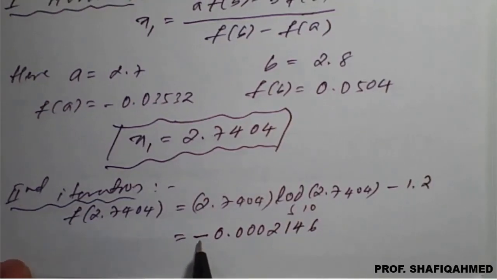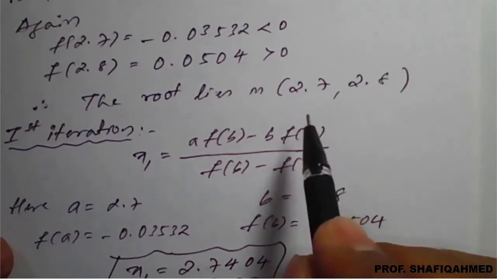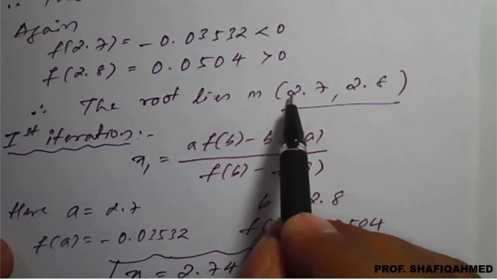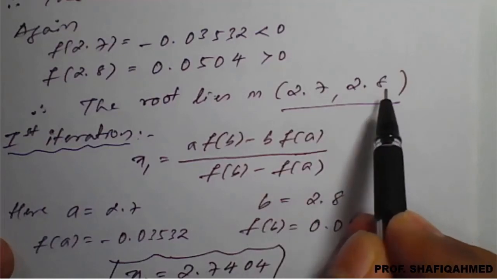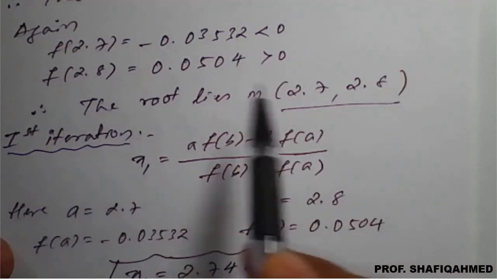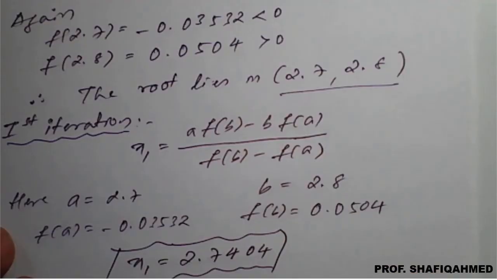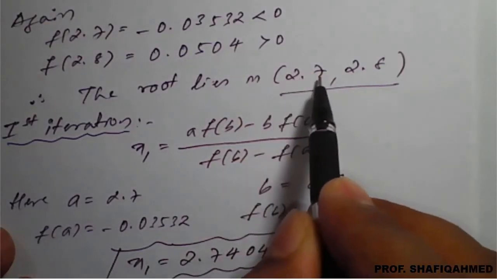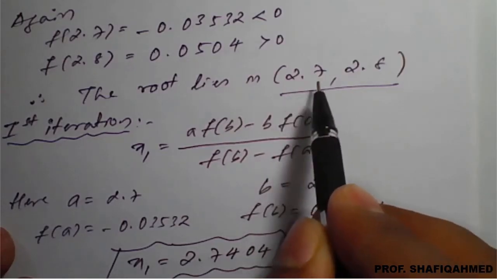So just see that it is a negative value, and it is coming negative because of what here, 2.7404. So in the above root, 2.7 is negative, 2.8 is positive. Just here, negative and positive. So therefore, we got a negative answer. So therefore, in place of 2.7, we need to write 2.7404.